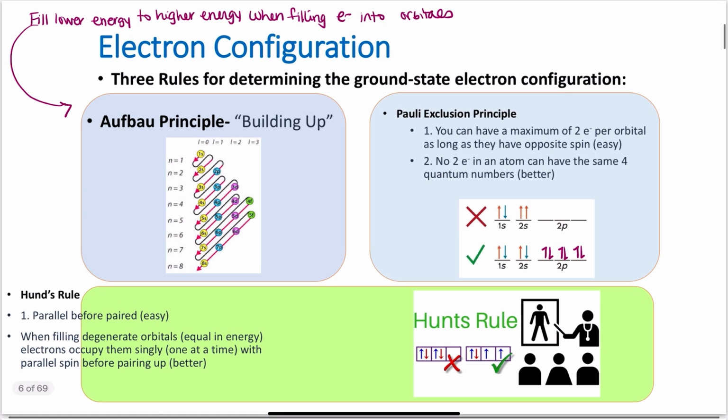But we find is that no 2 electrons in an atom can have the same 4 quantum numbers. These 2 electrons are both spin up. They do not have opposite spin. They would have the same quantum number. And Hund's rule: parallel before paired is the easy way of saying it.